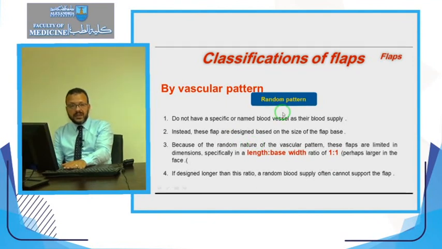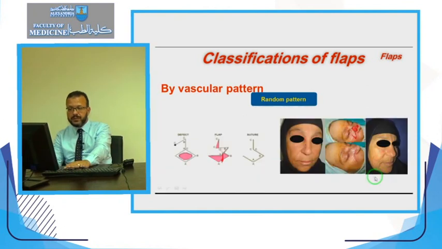The random pattern flap doesn't have a specific or named blood vessel as its blood supply. Instead, these flaps are designed based on the size of the flap base. Because of the random nature of the vascular pattern, these flaps are limited in dimension, especially in a length to width of base ratio of 1 to 1. If designed longer than this ratio, a random blood supply often cannot support the flap.